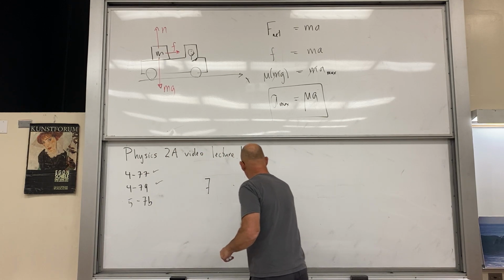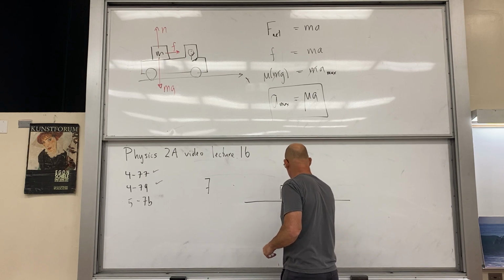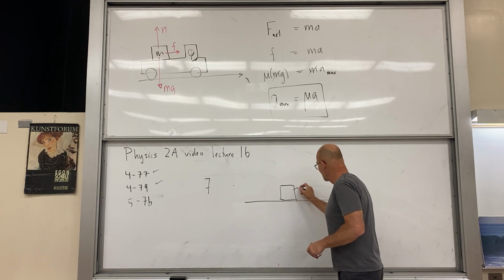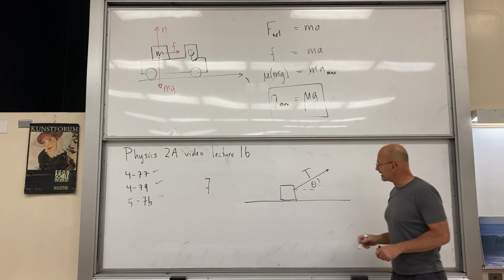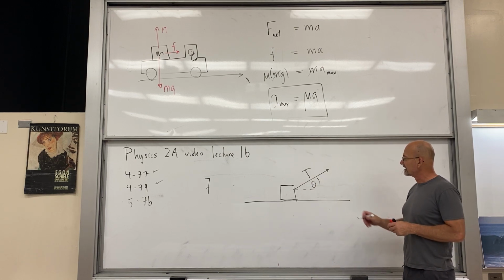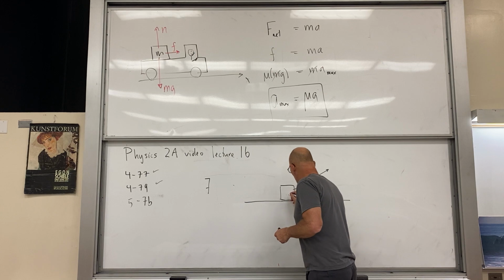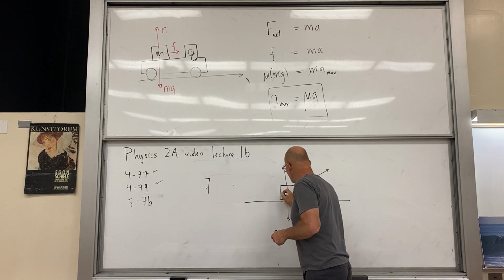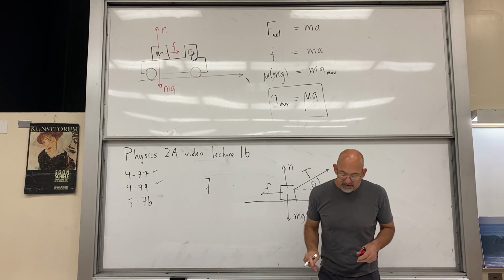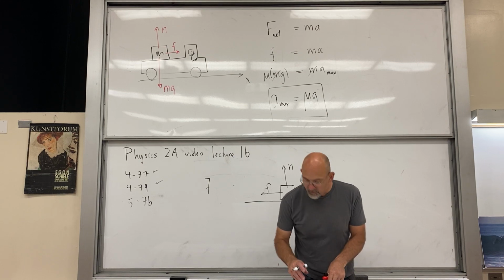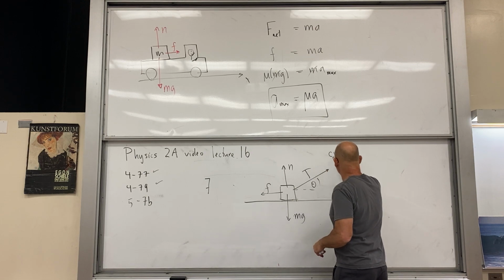Problem 7, we have a crate that is moving at a constant speed, and there's friction here. And we have a tension force at angle theta. This one we have to be a little more careful. The tension force is up at an angle, and the other forces, we have mg, we have N, and we have friction. I don't think I'm going to use any numbers on this one. They gave numbers, and the crate is moving at constant speed. So let's go ahead and write that down.